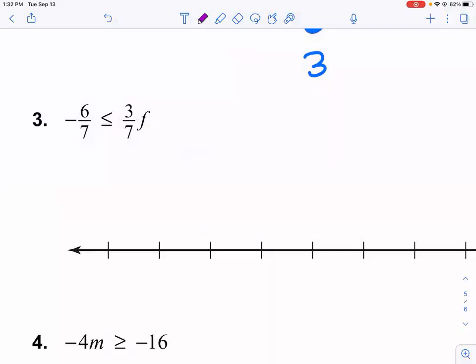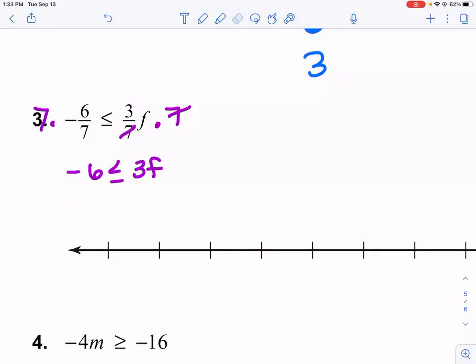Okay, 3/7 is a coefficient for F, and we need F to have a coefficient of 1. Who can raise their hand and tell me how to get rid of that 3/7? Abby? We need to multiply by 7 on each side. If we multiply by 7 on each side, then that 7 goes away and I have 3F is less than or equal to -6. Now we can divide by 3 on both sides, right?